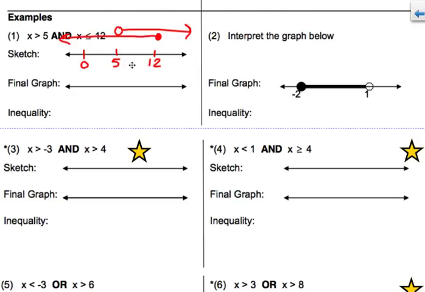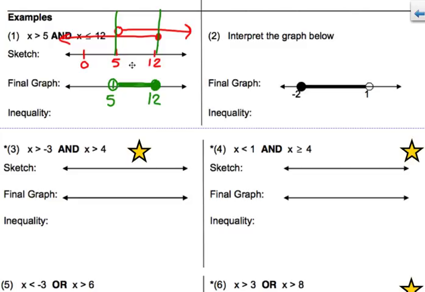Okay, so for an AND problem, I'm looking for my overlap, and that's going to be this area right here. They overlapped between 5 and 12. So my final graph will have a 5 and a 12. The 12 had a closed circle, the 5 had an open circle, and they were overlapping in between. So any answer between 5 and 12, not including 5, would be your answer.